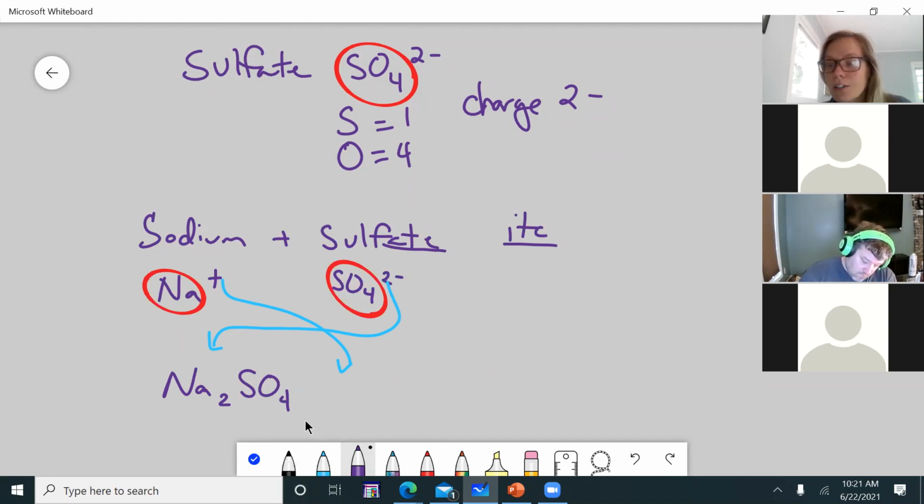There's a 1 here. Do I need to put it in parentheses and say that there's a 1? No, I don't need to do that. If I'm writing it, it means I have 1.